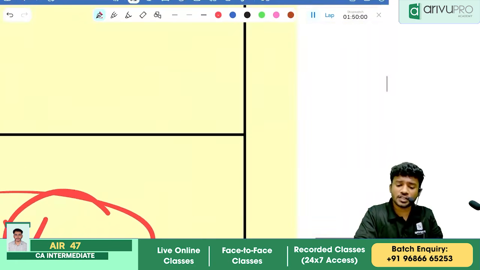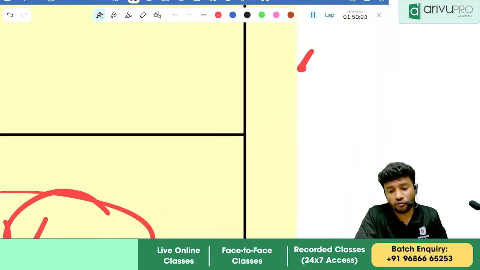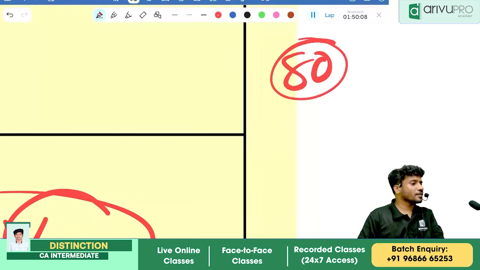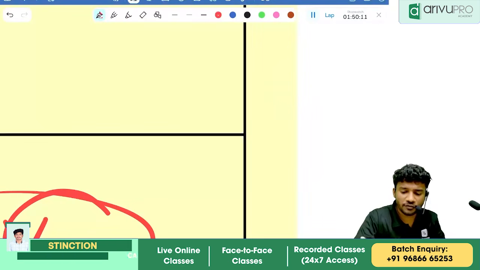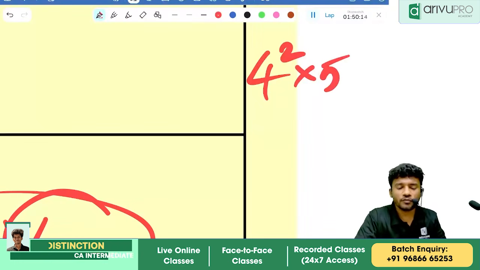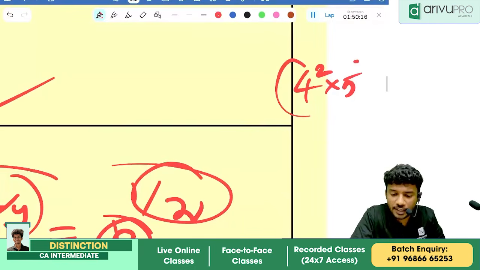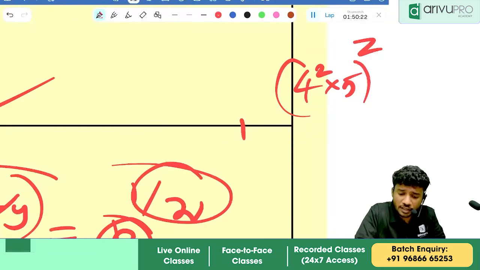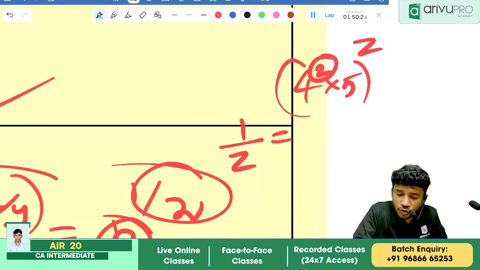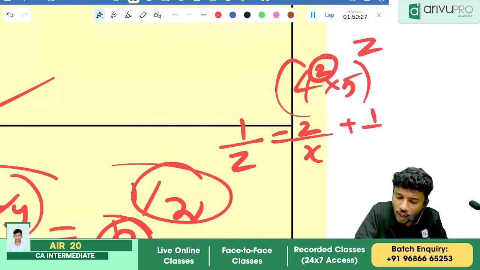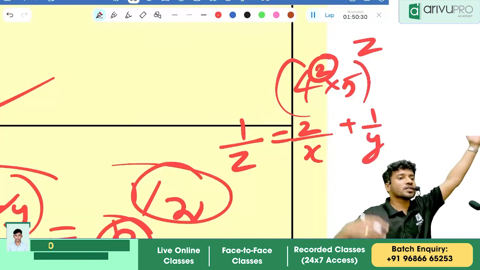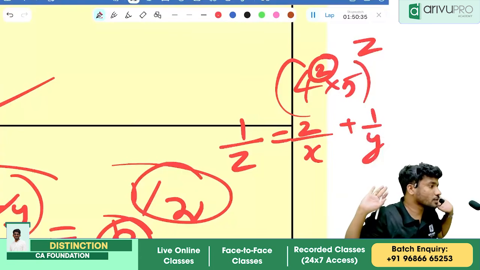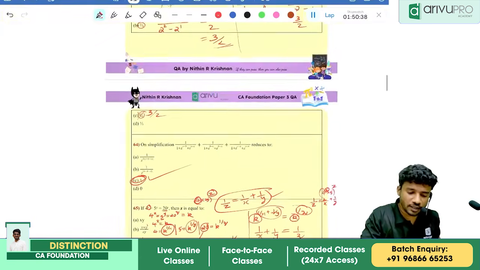What if instead of 20 it was 80? How will you write 80 in terms of 4 and 5? 4 square into 5. 4 square into 5 is how much? 80. The entire thing raised to z. I will write 1 by z is equal to 2 divided by x plus 1 by y. What if it is 160? The power value you will accordingly put in the numerator and you will write. That is the method. Got it? Understood?